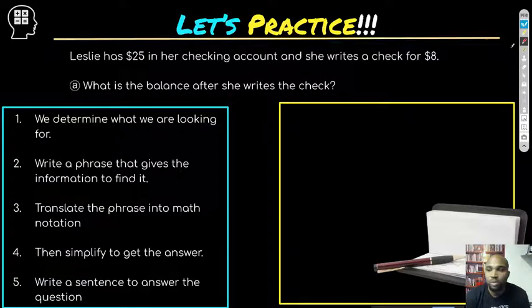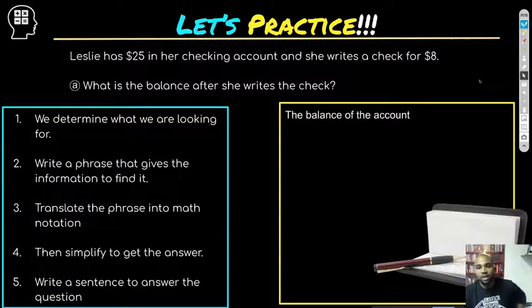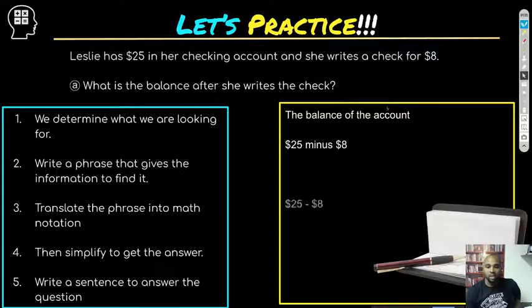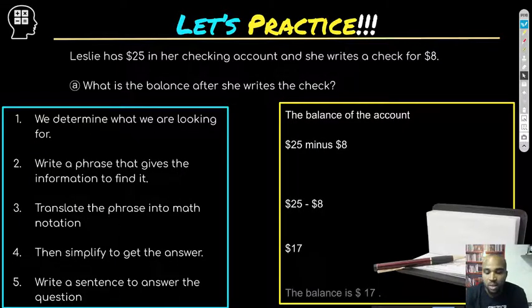So she's starting with 25. We're looking for the balance of the account after that. 25 minus the 8. And you know how to do 25 minus 8, and that's going to give us 17. So $17 is our balance. So pretty simple, but it helps to parse out the different pieces in a word problem.